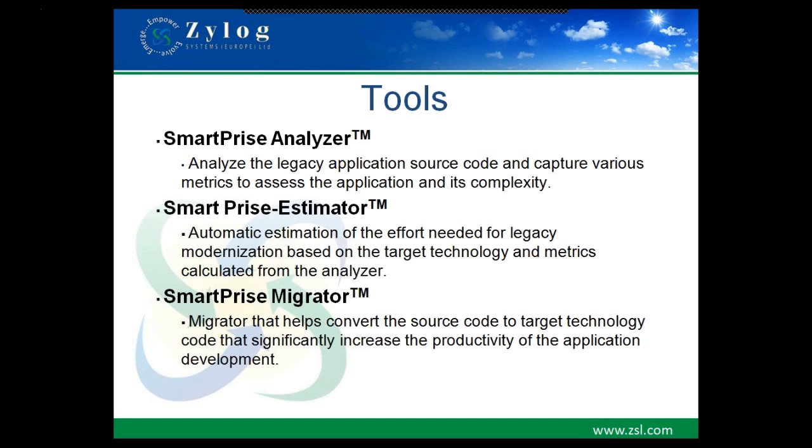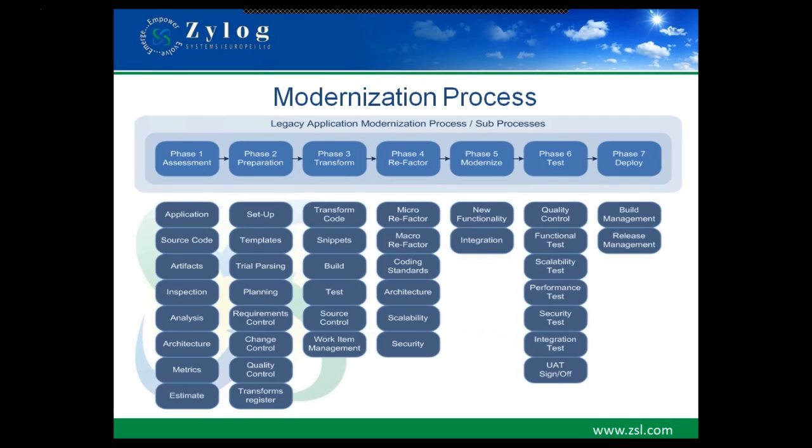I will go through all the processes, which will explain it better. But the Smart Price Migrator helps us give a kickstart. It increases our productivity, reduces the time taken to migrate, and also improves the quality. It also ensures that your IP is transformed as is, so that we do not lose some of the code or some of the business processes.